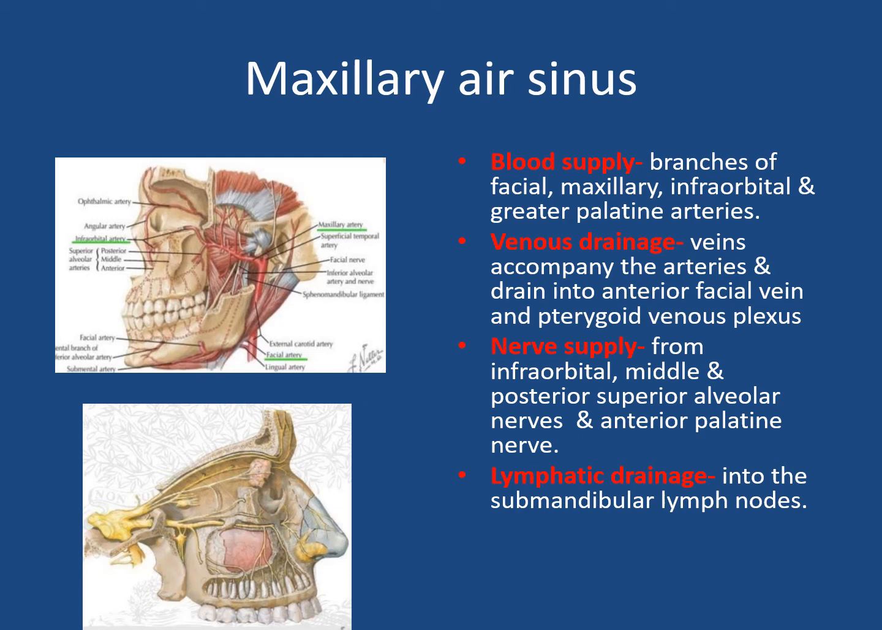The blood supply of the maxillary sinus comes from branches of facial artery, maxillary artery, infraorbital and greater palatine arteries. The veins from the maxillary sinus accompany the arteries and drain into anterior facial vein and pterygoid venous plexus. The nerves supplying the maxillary air sinus come from infraorbital nerve, middle and posterior superior alveolar nerves, and anterior palatine nerve. And lymph from the maxillary air sinus drains into the submandibular lymph nodes.